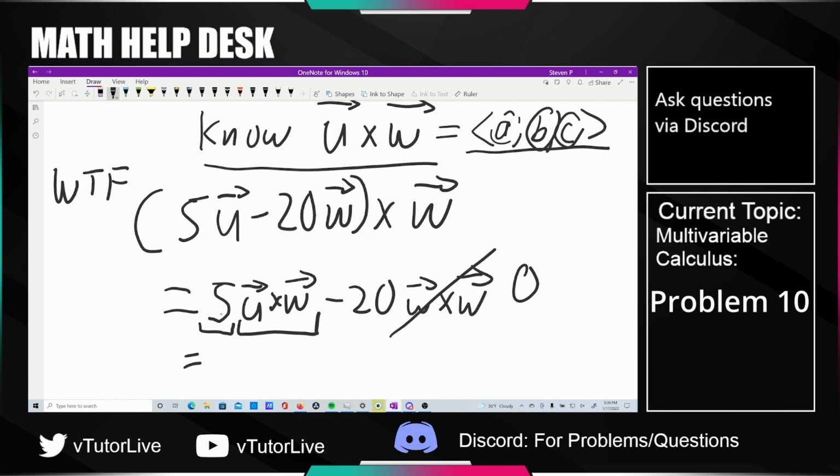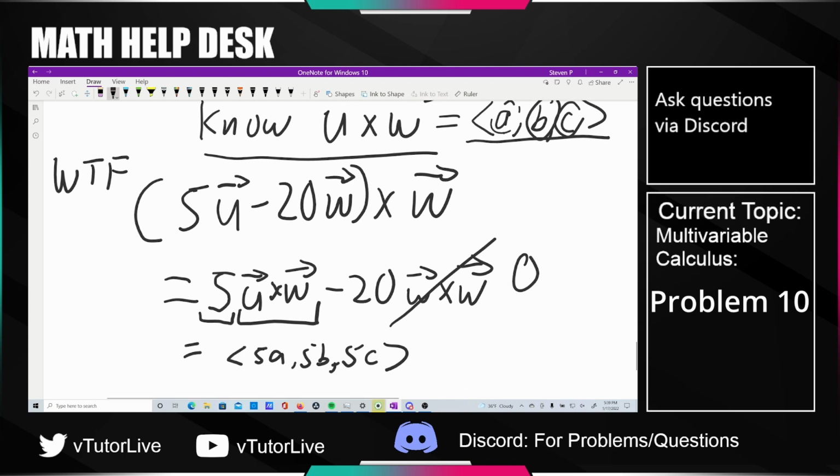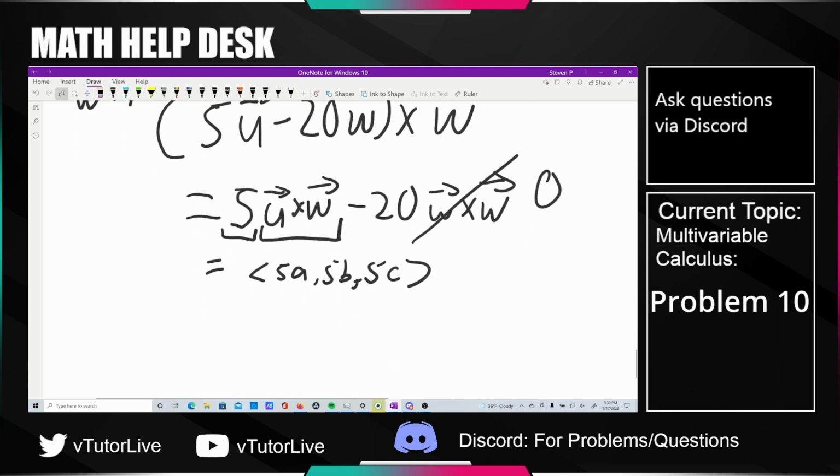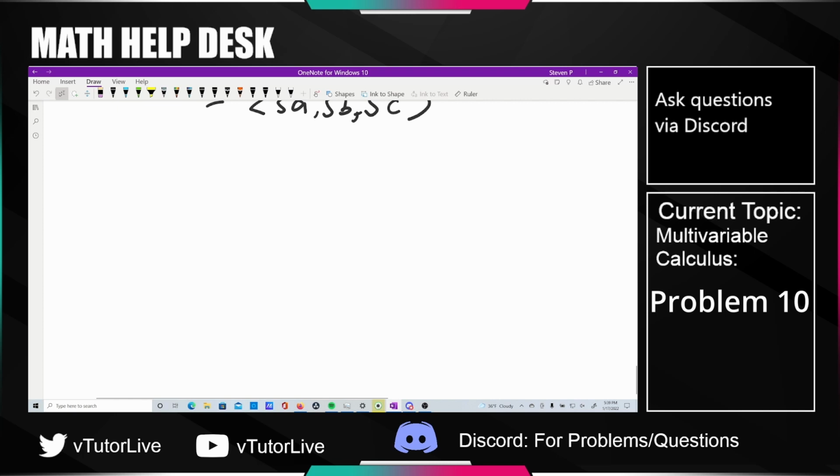So then if this is like 5 times u cross w and I'm saying a, b, c, that just turns into 5a, 5b, 5c. Right. My mistake. It was not one solid number. It was the vector you plug in there, and then you multiply the scalar. Yes, tracking. Great. Okay.